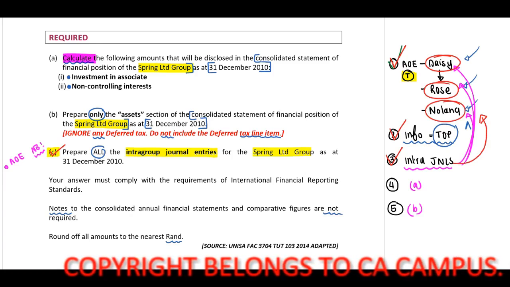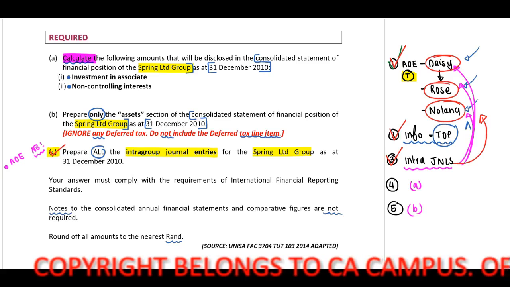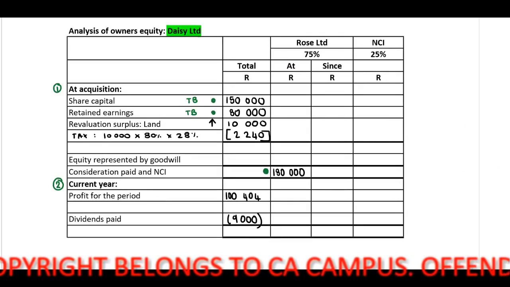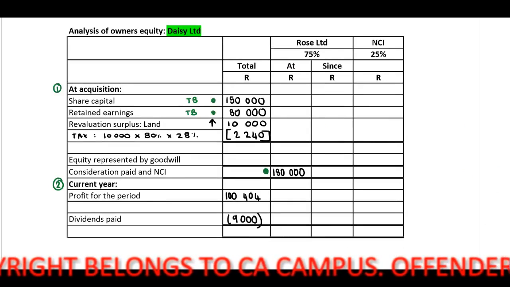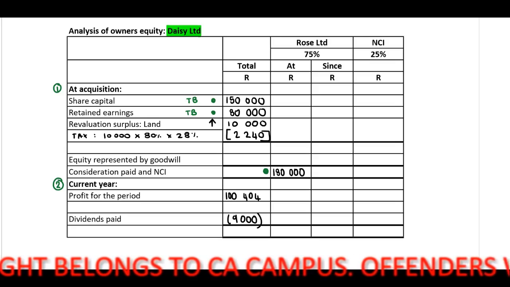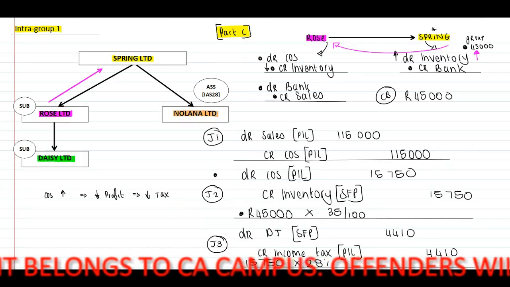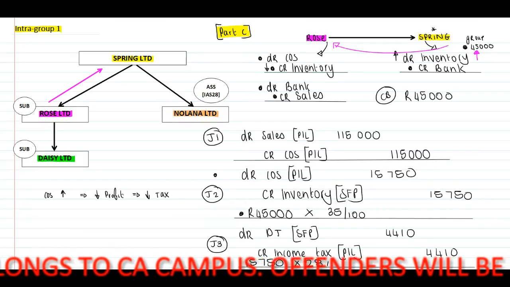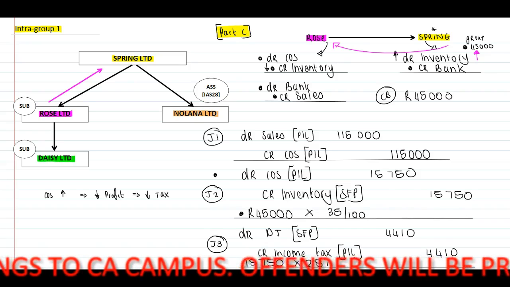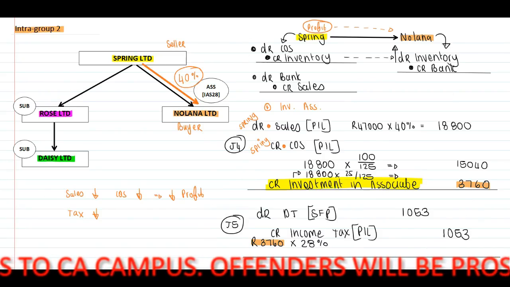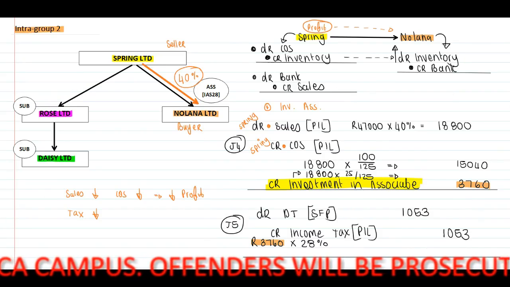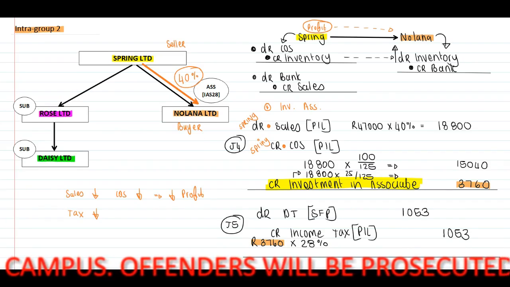Now, when we look at the analysis of owner's equity of Daisy, we have included all of the relevant details. We only have to look at our journal entries. Now, intra-group journal number 1, we had Rose that sold to Spring. Therefore, guys, this will not have an effect on Daisy. Intra-group number 2, we had Spring and Nolana. This will not have an effect on Daisy.